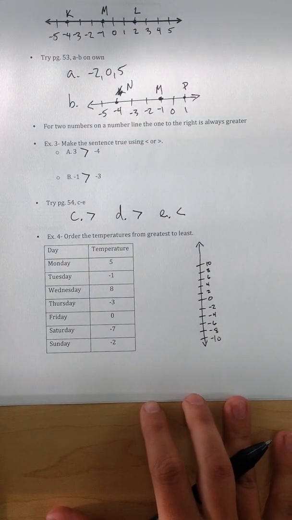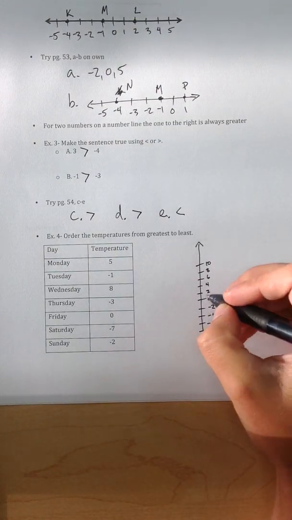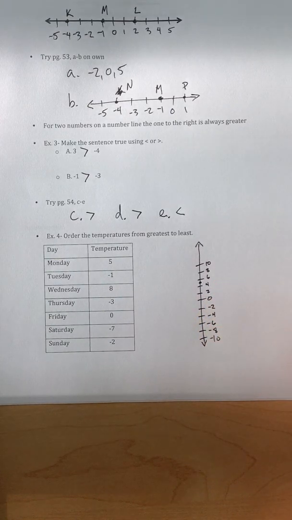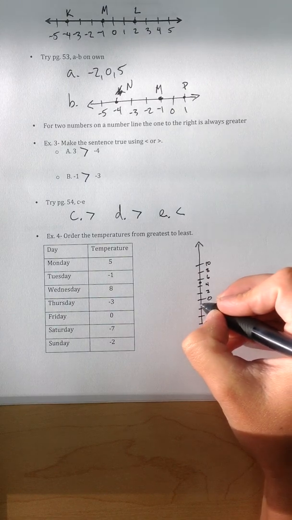Okay, so if we look at our temps here, we'll order them. So we've got Monday's 5. So 5 on our number line would be between the 4 and the 6. Tuesday is -1. -1 would be in between 0 and -2.